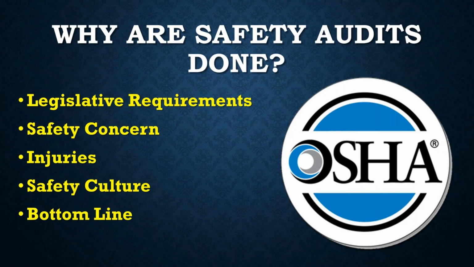So why are they performed? Well, obviously there's legislative requirements, right? OSHA has specific standards that require auditing, like lockout tagout, for example, process safety management, emergency action plans. OSHA doesn't really refer to them as audits in some of the regulations. They typically call them program evaluations. It's really the same thing. It's making a determination whether or not your program is effective.